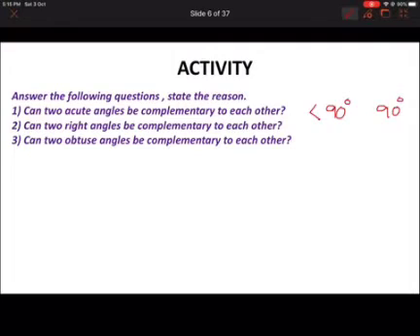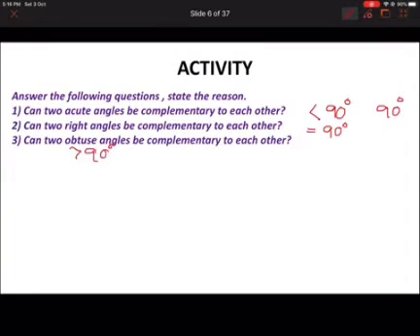The next question is, can two right angles be complementary to each other? What is a right angle? A right angle means an angle which is exactly 90 degrees. Yes or no? The third question is, can two obtuse angles be complementary to each other? What is an obtuse angle? It is greater than 90 degrees.